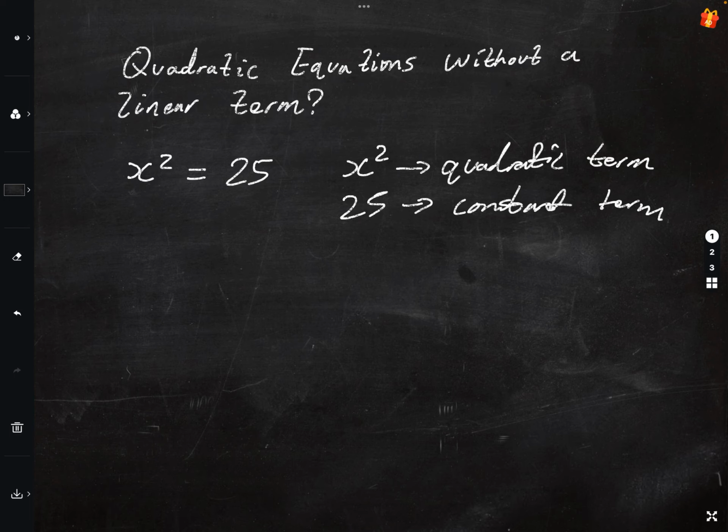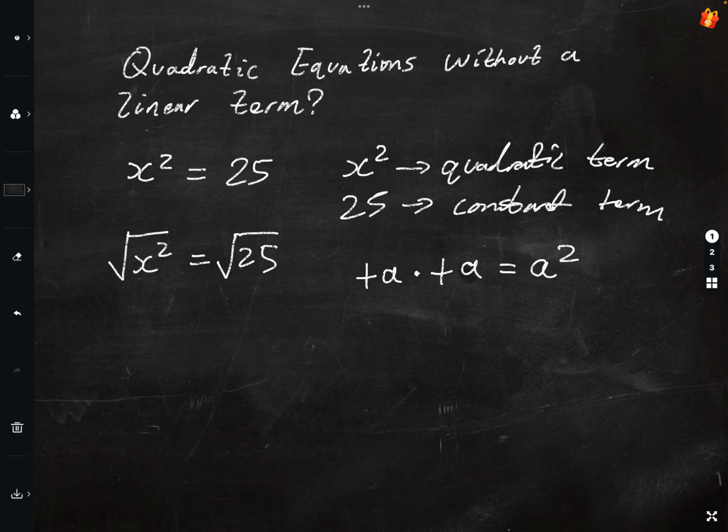The most straightforward approach is to square root both sides. So square root x squared on this side and square root 25 on this side. But wait, we might have missed something. So plus a times plus a, where a is some positive integer. Two positive a's multiplied together would get us a squared.